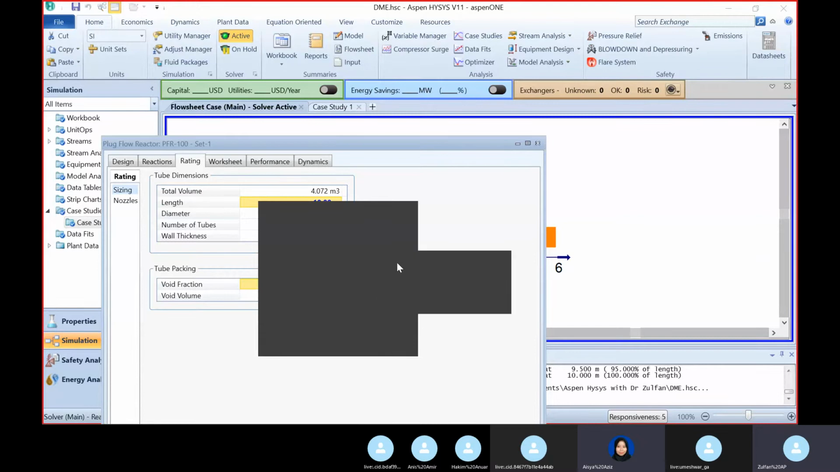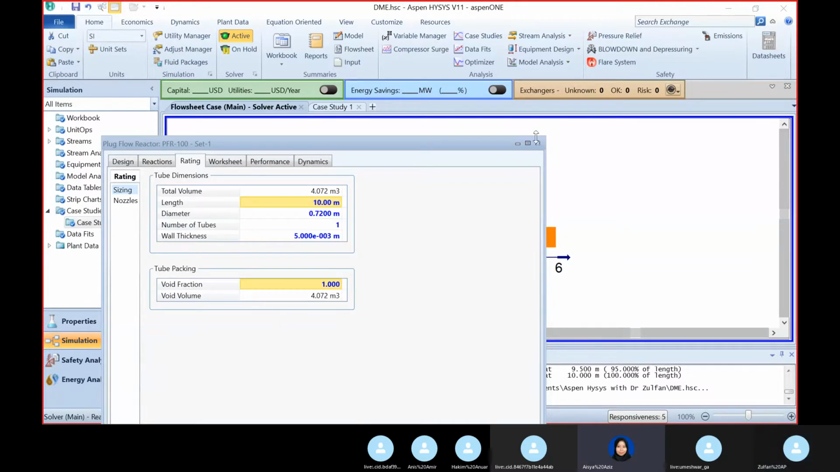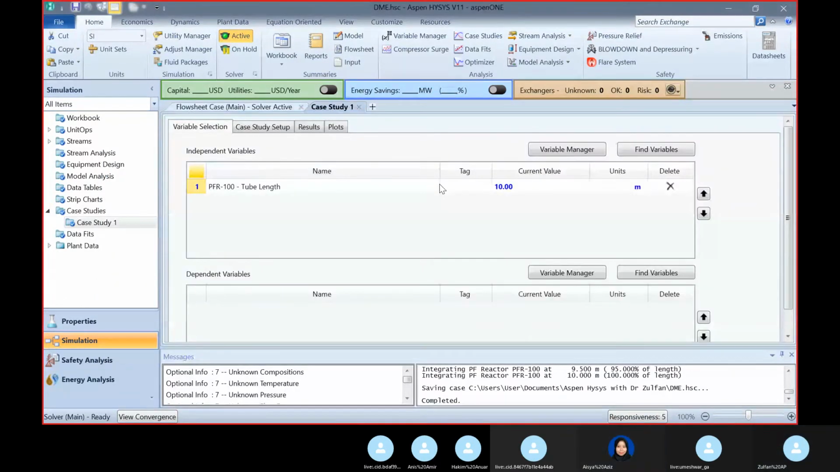Send to. Is there send to case study 1? Yes. Case study 1. All right. As the independent variable. Yeah, independent variable. That means this is the variable that we are going to vary. So if this is what we are going to vary, what do we want to see? We want to see the methanol conversion, or maybe the methanol outlet flow rate, right?